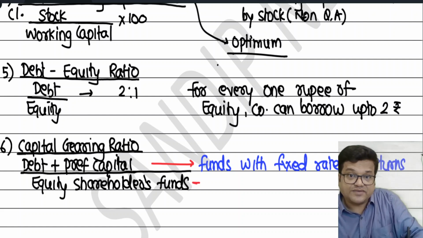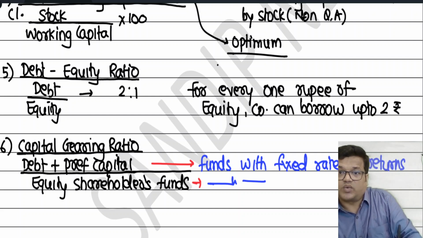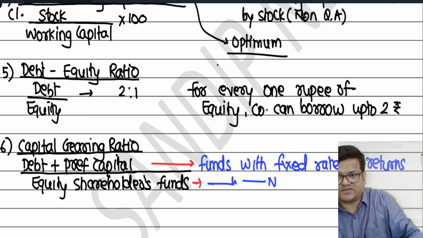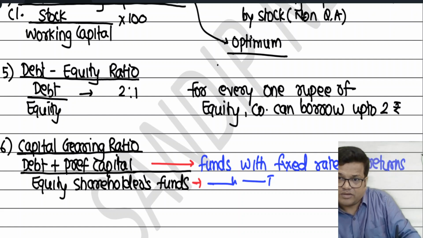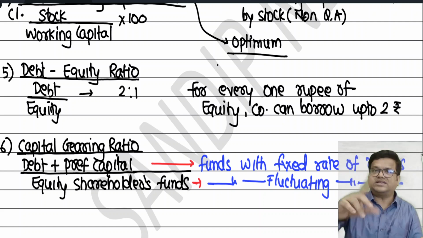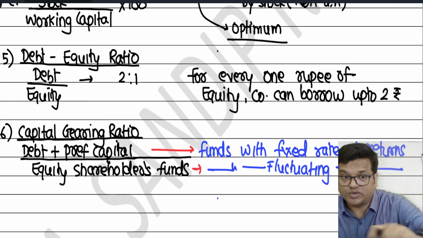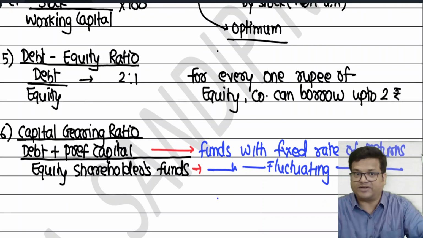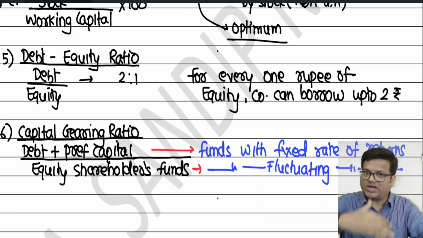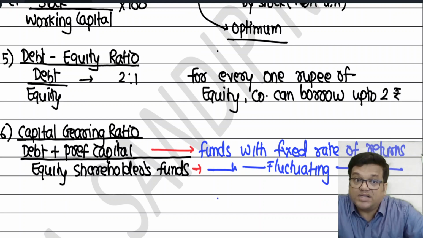And if we try to justify this, these are what? These are funds only, but with fluctuating rate of returns, or no fixed rate. That is the difference. So the higher the ratio, the higher is the dependence on what? Debt and preference capital. So the risk involved is high.